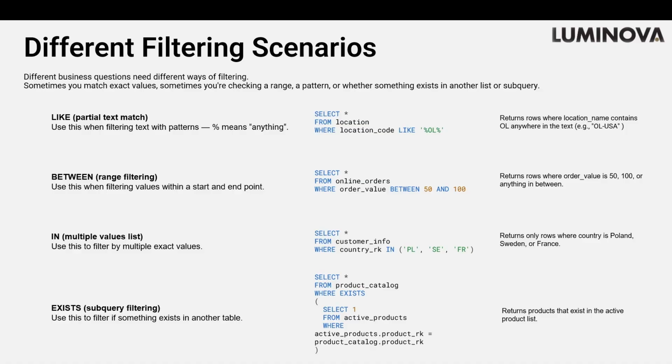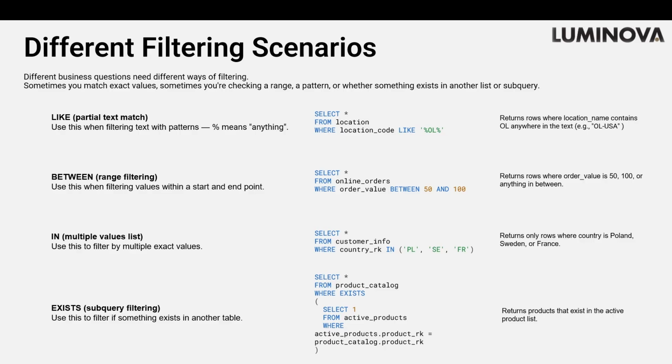EXISTS is used for subquery filtering. It checks whether something exists in another table. For example, you might select from the product catalog and use EXISTS to return only products that also appear in an active products list. EXISTS evaluates the subquery for each row and returns true if a match is found.